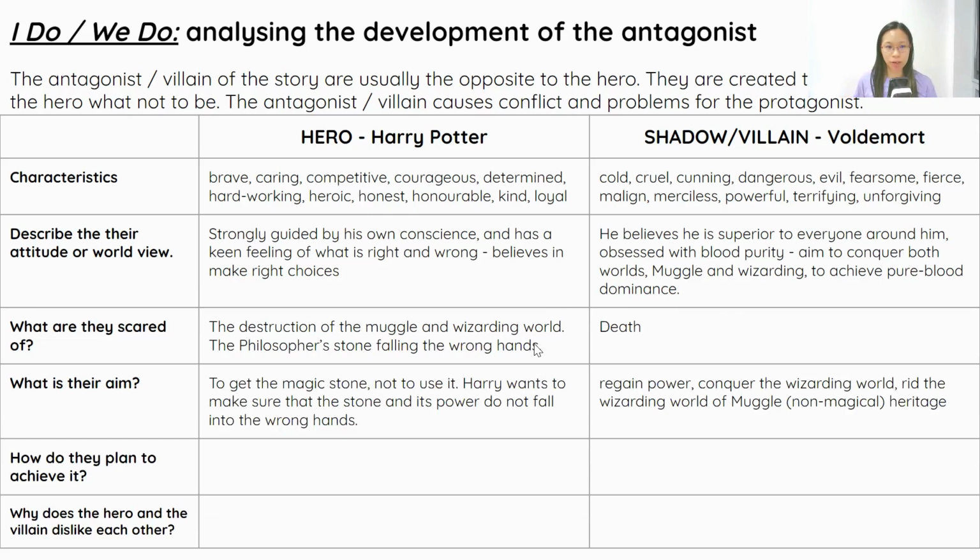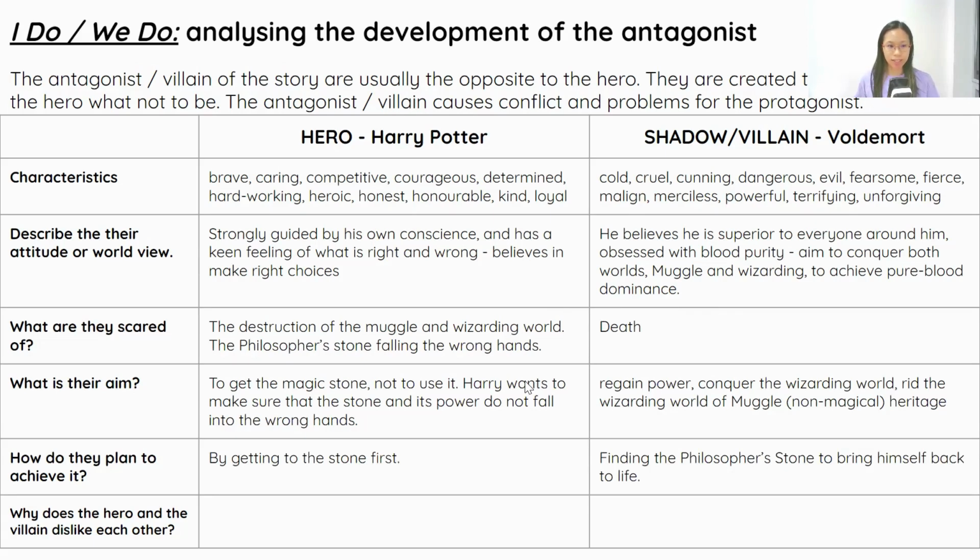Their aim. Harry's aim is to get the magic stone, but he doesn't want to use it. He just wants to make sure that the stone and its power don't fall into the wrong hands. Whereas Voldemort wants the stone so that he can regain his power, conquer the wizarding world and get rid of Muggles.